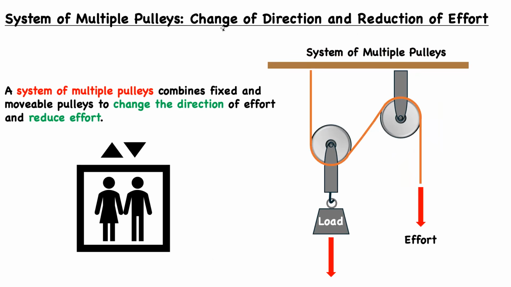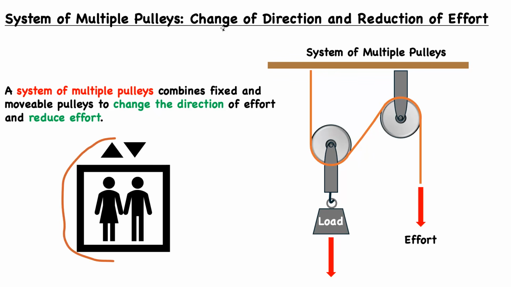And lastly, we have a system of multiple pulleys. And in these systems, we can combine both fixed and movable pulleys to essentially get the best of both worlds. They will change the direction of effort to align with the gravitational force, and they will also reduce effort. So, for example, in our simple system, this is just a simple system of two pulleys here. We have one fixed pulley and one movable pulley. Well, we see that the fixed pulley serves to redirect effort downwards, and we see that the movable pulley will help reduce effort. So again, systems of multiple pulleys combine the benefits of both fixed and movable pulleys.